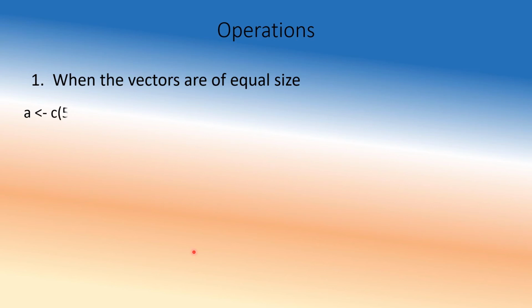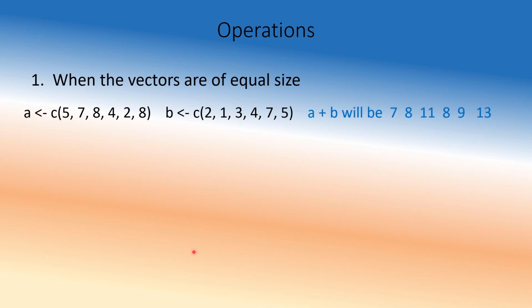Operations on vectors, if they're equal size, you simply do one-on-one. In this case, we're going to add a plus b, just add individual elements like we see here.